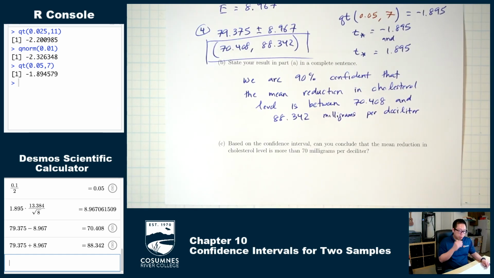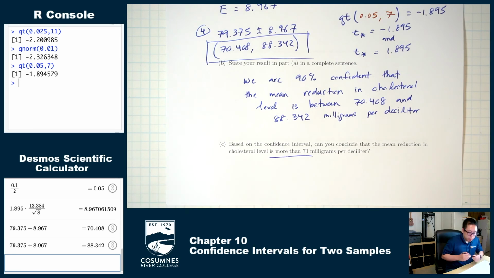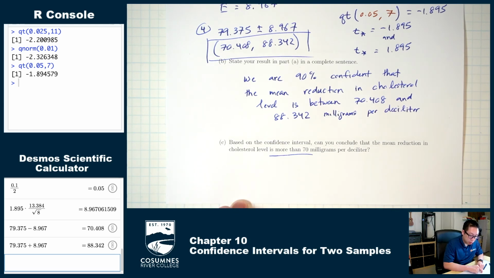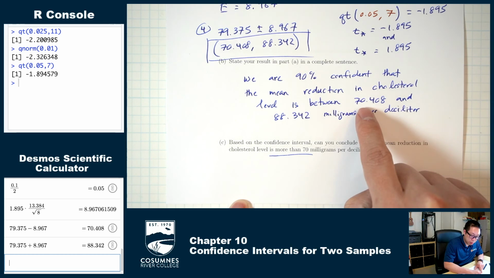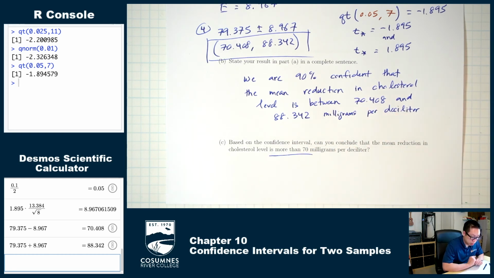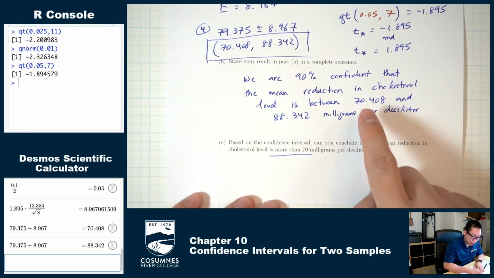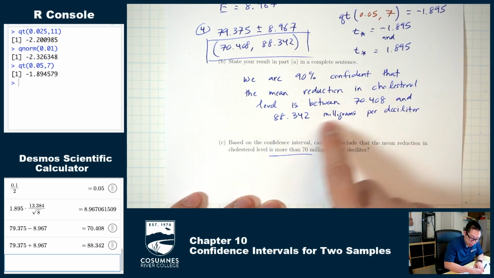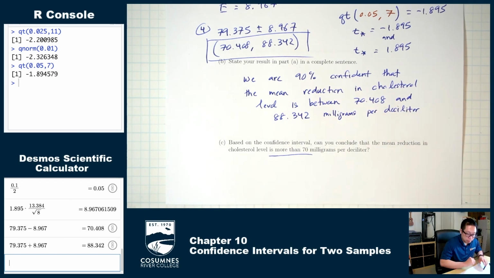Part C. Based on the confidence interval, can you conclude that the mean reduction in cholesterol level is more than 70? This one isn't asking about differs, right? So we're just asking, can you say for sure that the difference is more than 70? And all you know is that the difference is somewhere between 70.408 and 88.342. So can you say that for sure it's more than 70? Yes, right? 70.408 is more than 70. 88.342 is more than 70, which means all the numbers in between are going to be more than 70 for sure. So this is a yes.